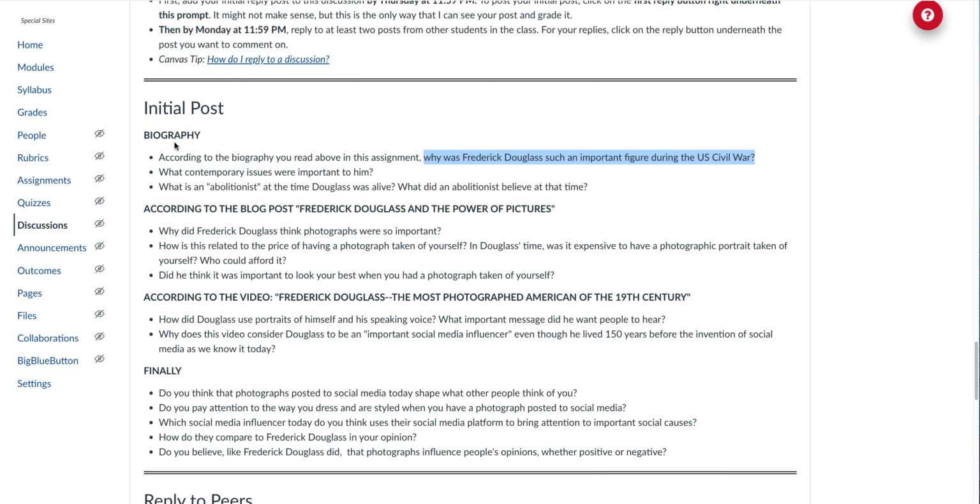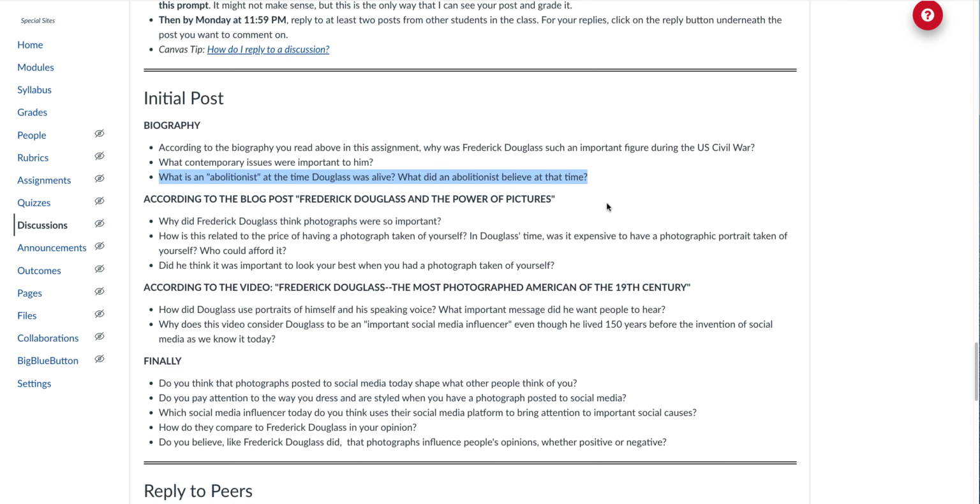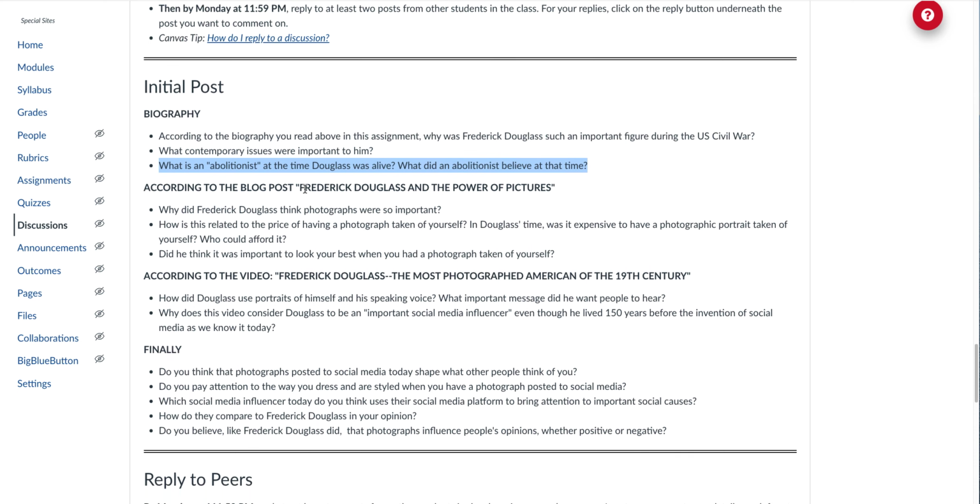So read the bio, what contemporary issues were important to him, what was an abolitionist, and what did an abolitionist believe at that time. All right, so that's the bio according to the blog post.